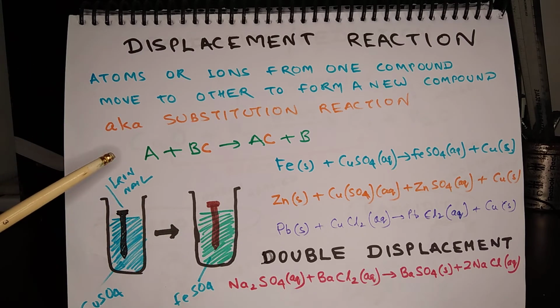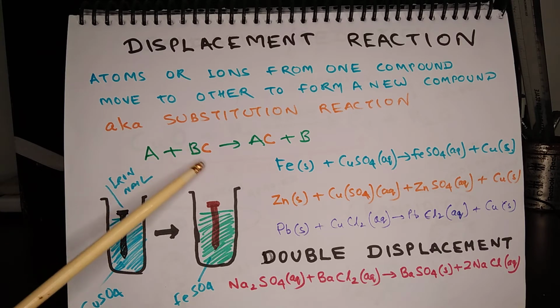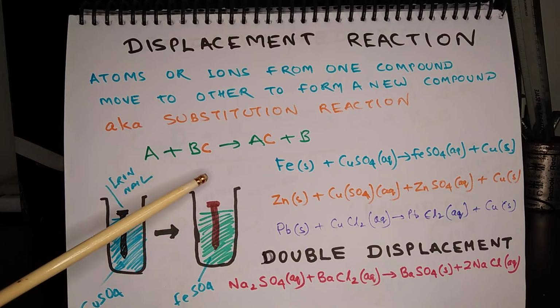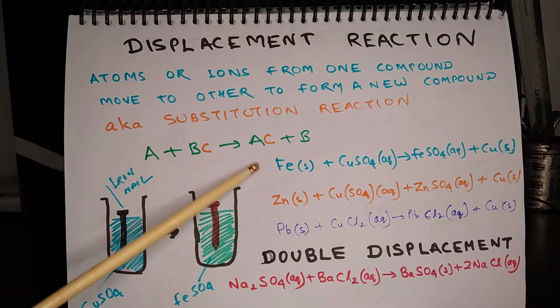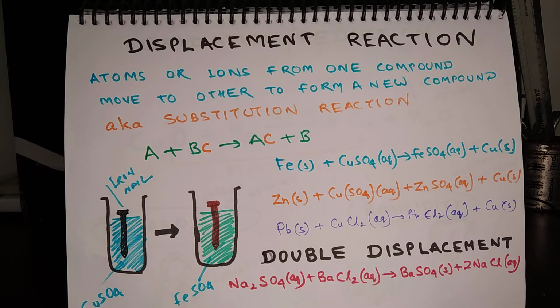So let us take a hypothetical example. A plus BC, BC is a compound, is equal to AC plus B. So what happens here? A is displacing B from this compound BC to make a compound AC. Okay, so this is displacement reaction.